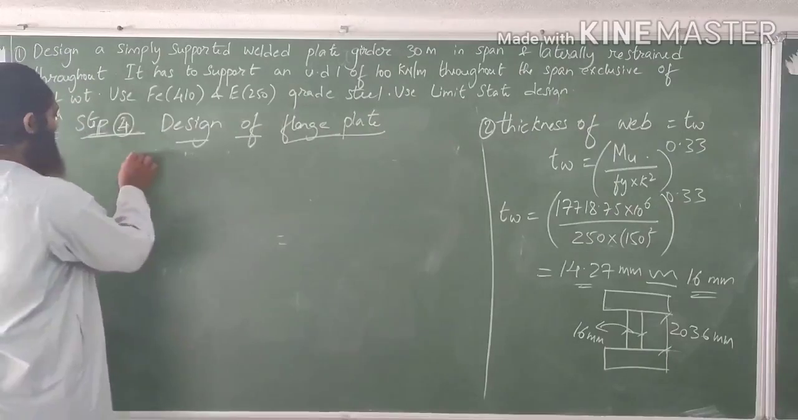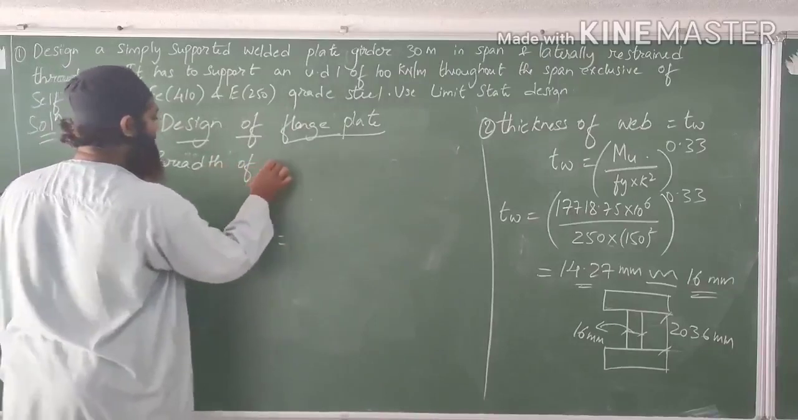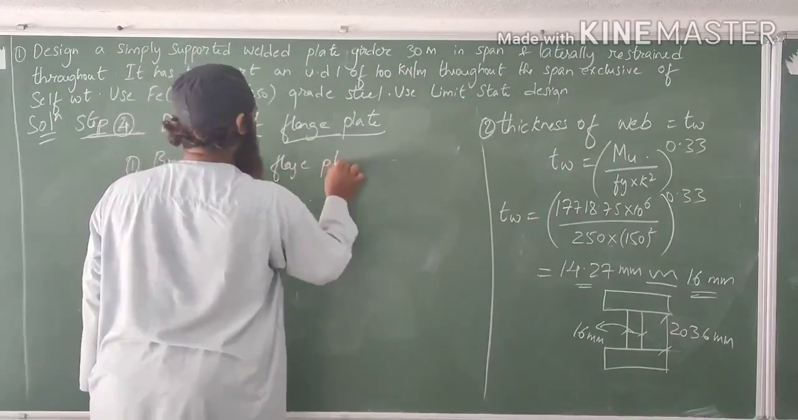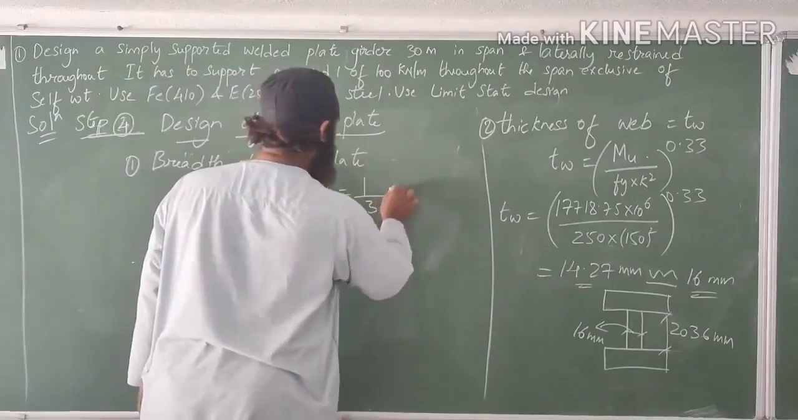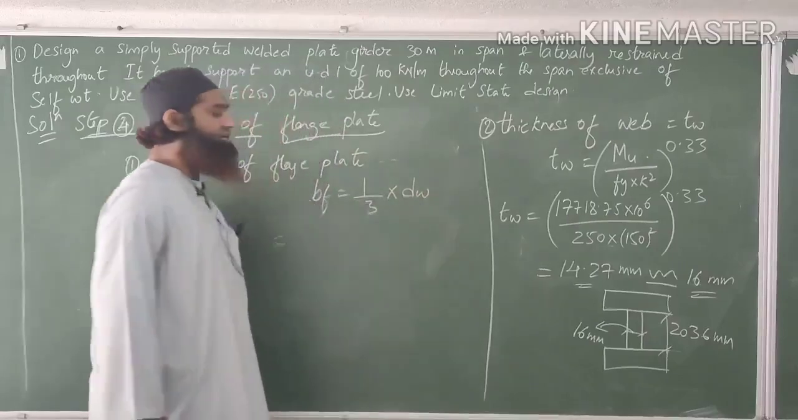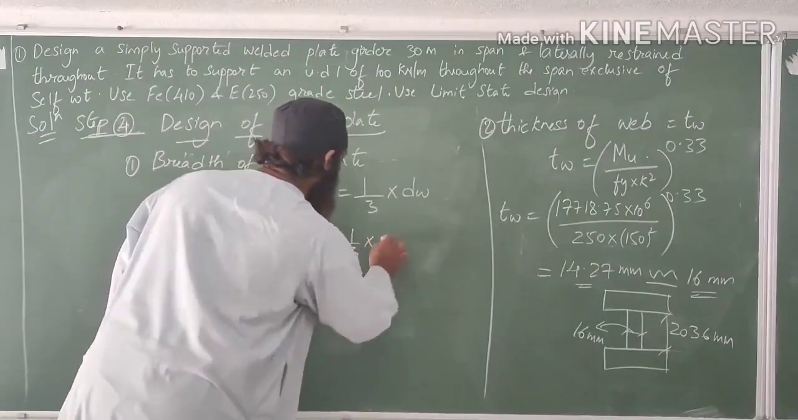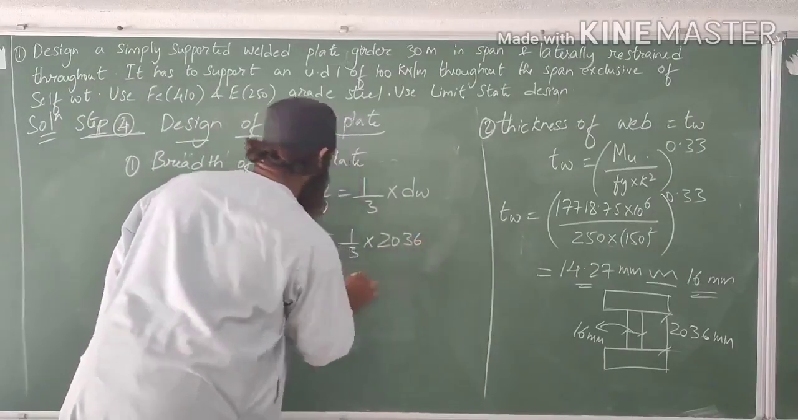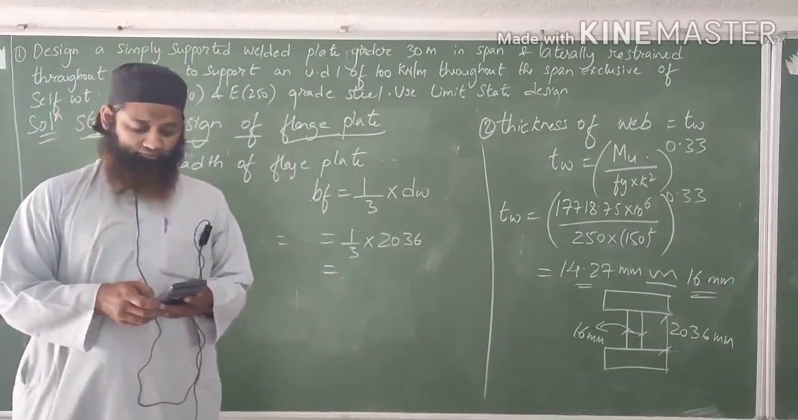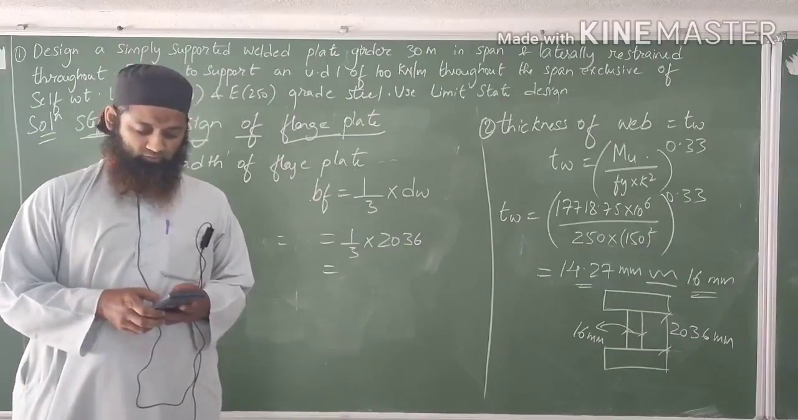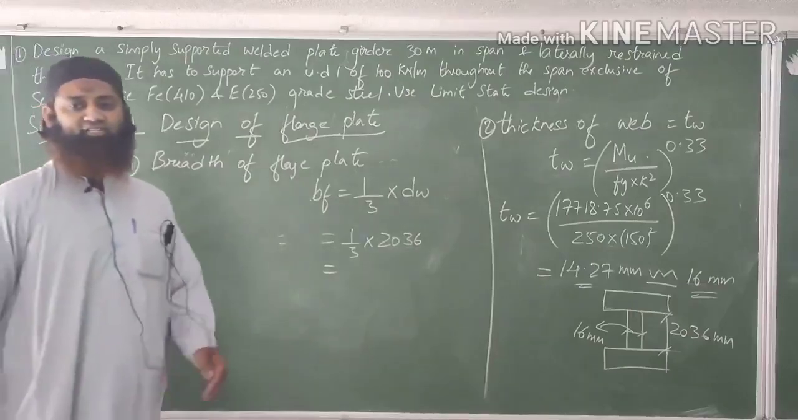The breadth of the flange plate, you can say breadth or width, breadth of flange plate BF is given by 1/3 times dW, the depth of web, 1/3 times the depth of web. I'll just put those values here. 1/3 into depth of web, which is 2036. 1/3 into 2036, I'll just calculate that value. I'm getting it as 678.6.